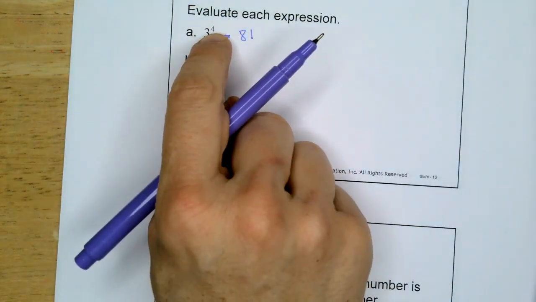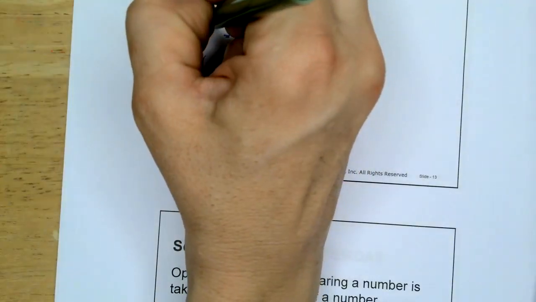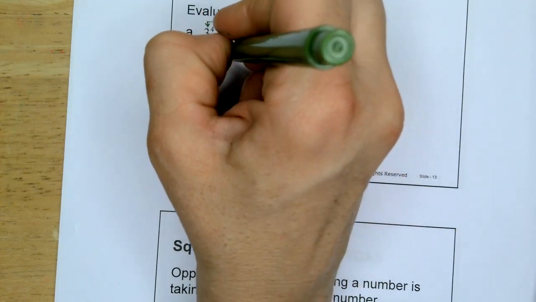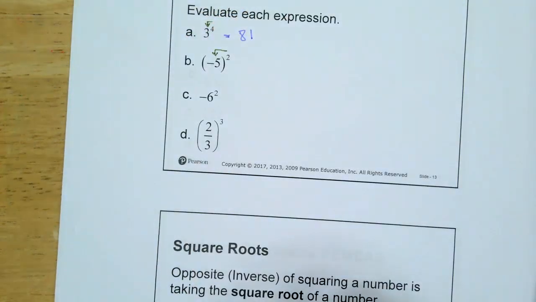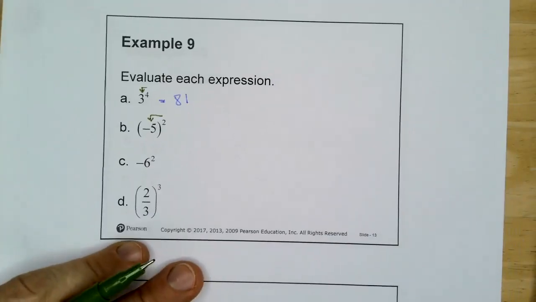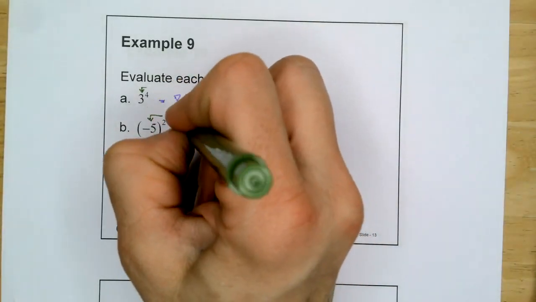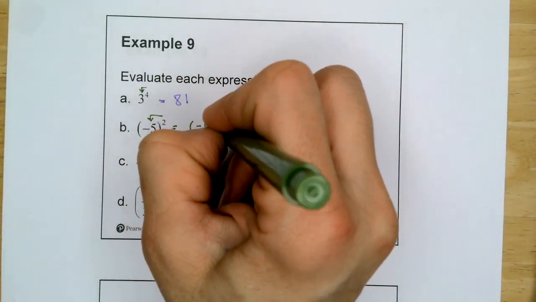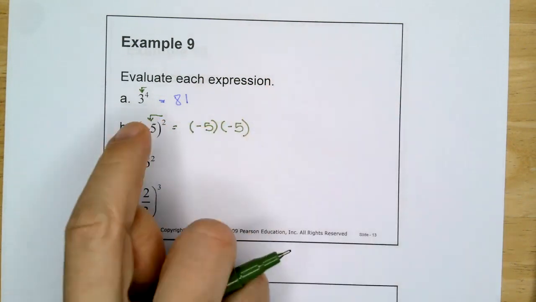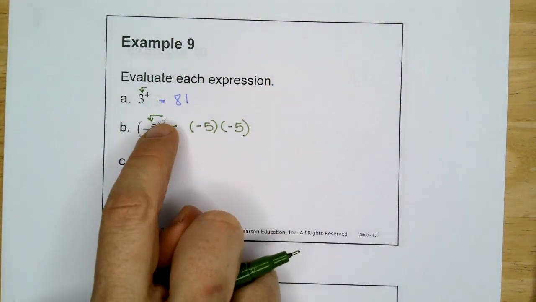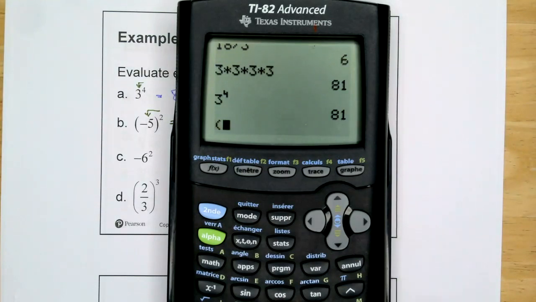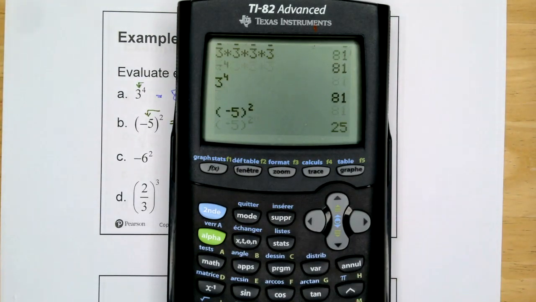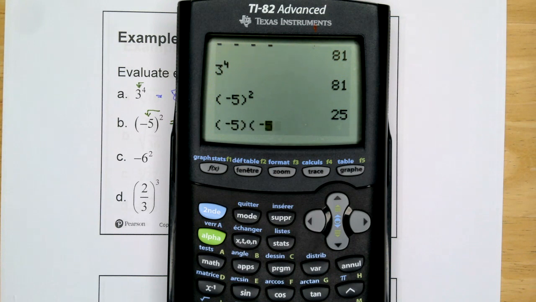Here, the exponent is just attached to the 3. Here, the 2 is attached to the negative and the 5 because of the parentheses. So it's now negative 5. How many times do we multiply negative 5 by itself? Twice, because there's a 2 as the exponent. So negative 5 squared is 25, or negative 5 times negative 5 is 25.